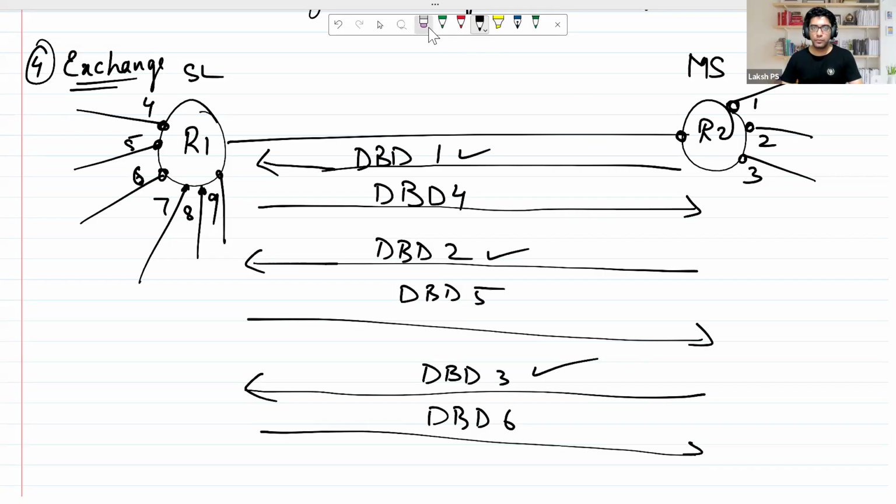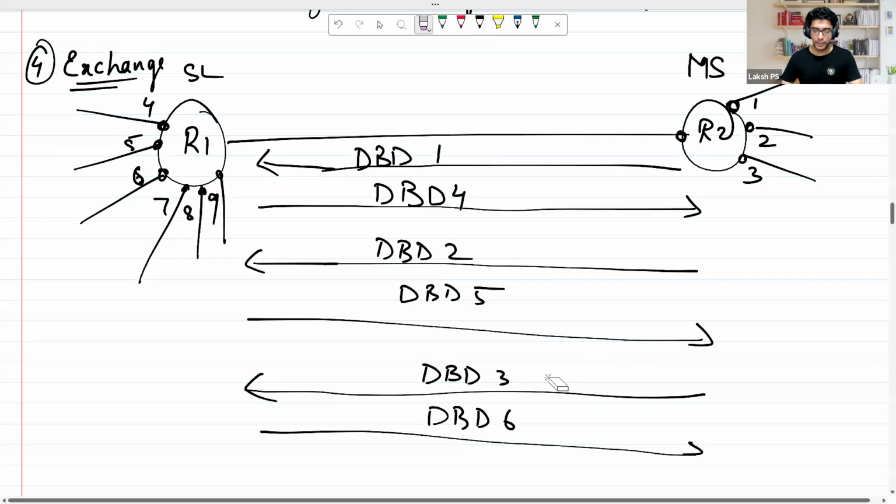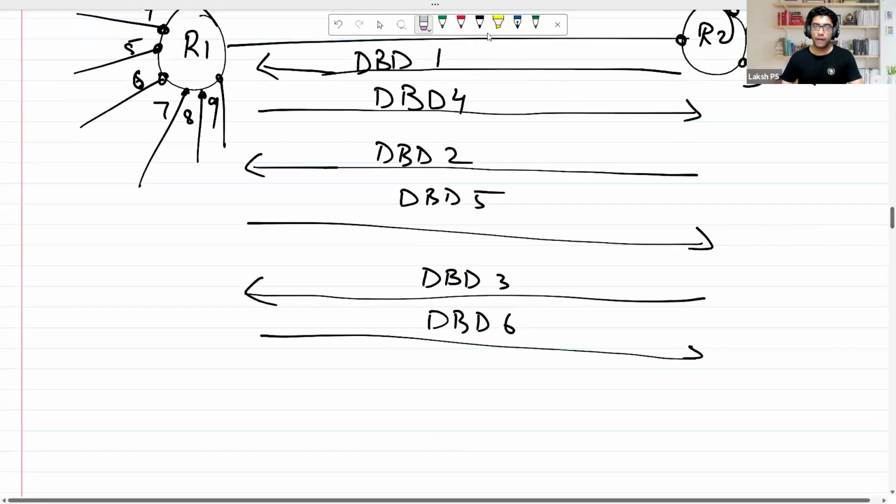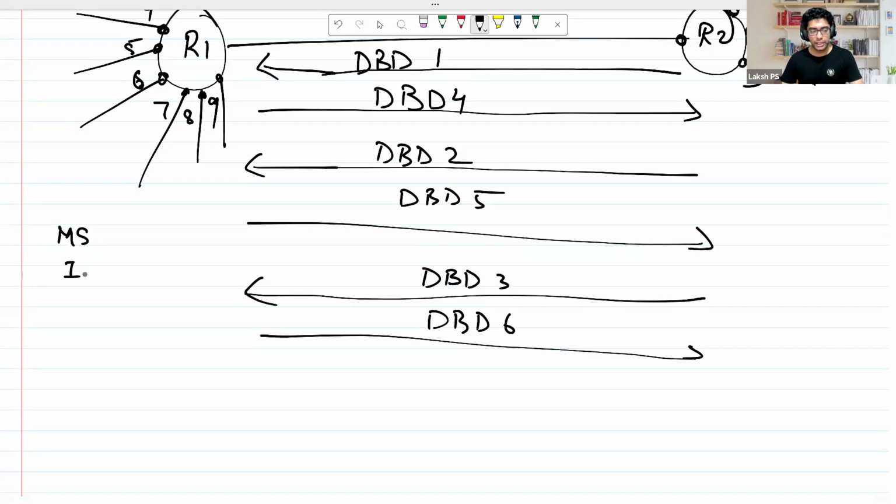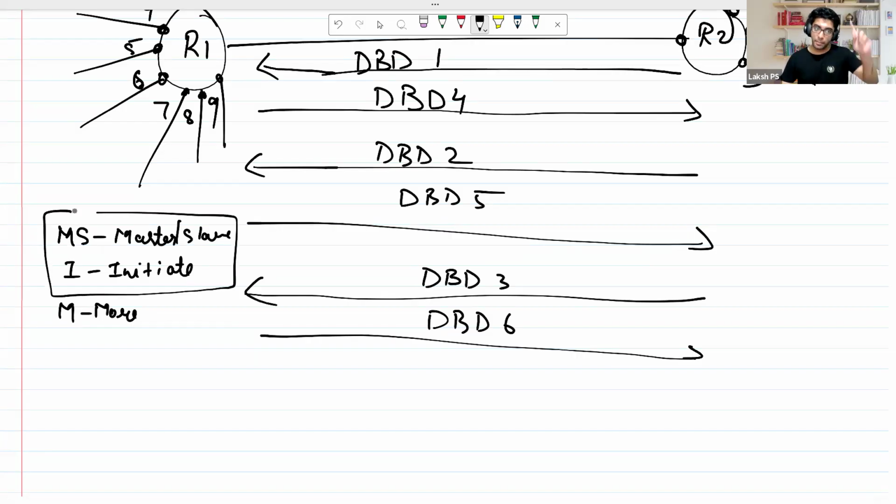This is where your more bit comes into picture. So in your DBDs, you have three types of bits. We just discussed master slave bit, initiating bit, and the third bit is M bit, which is called as the more bit. This is initiate bit, and this is the master slave bit. The master slave bit is used during the master slave election. Similarly, the initiate bit is used during the master slave election, right? This we know. Now, this is the third bit, more bit.